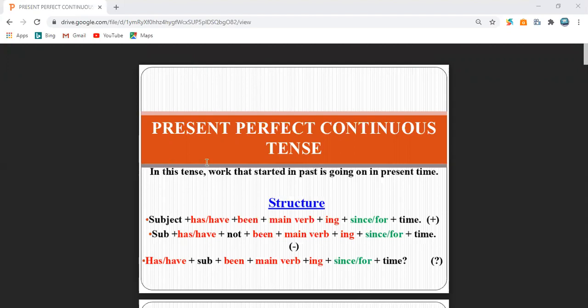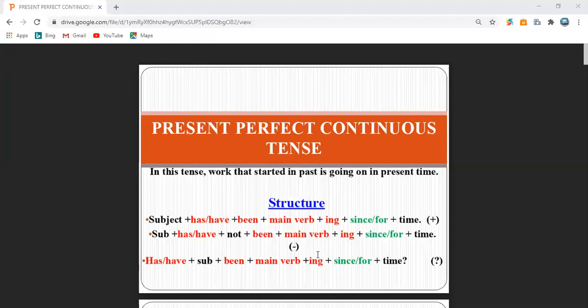In this tense, work that started in the past is going on in the present time. It means that the work was started in the past time, it was started in the gone time, and it is still continuing in the present time. So this type of tense is called present perfect continuous tense.